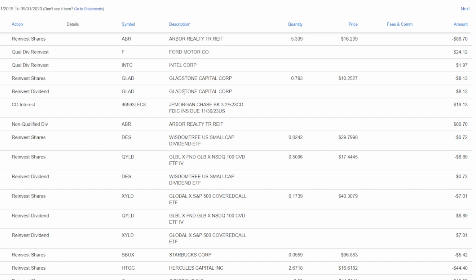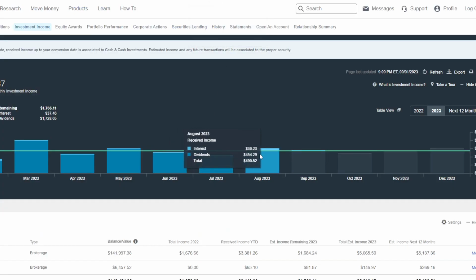And then our final dividend we earned in the month was going to be Gladstone, $8.13, worth mentioning. Now, what does that total put us at? Well, it puts us for the month of August at $490.52 earned in dividends as well as interest. That's pretty nice. I'm pretty happy about that. Not too bad at all.